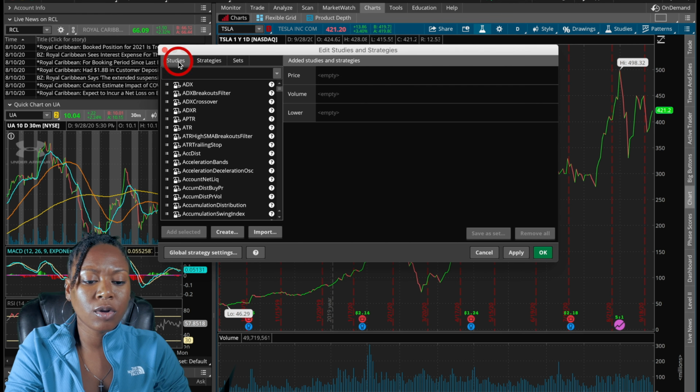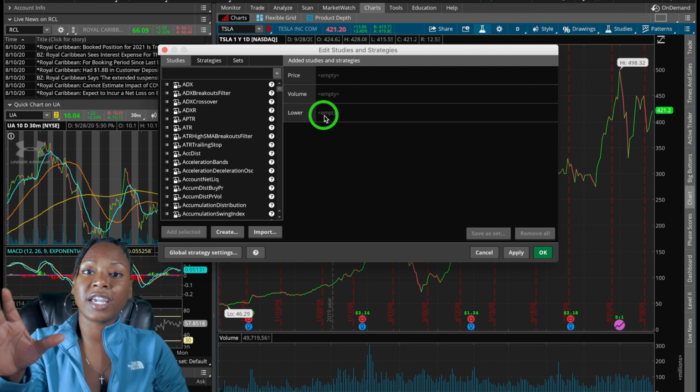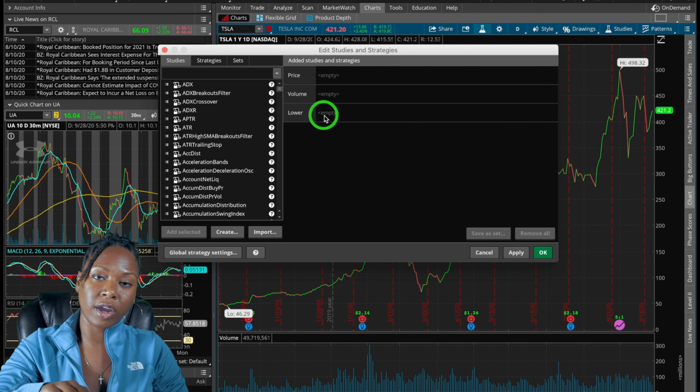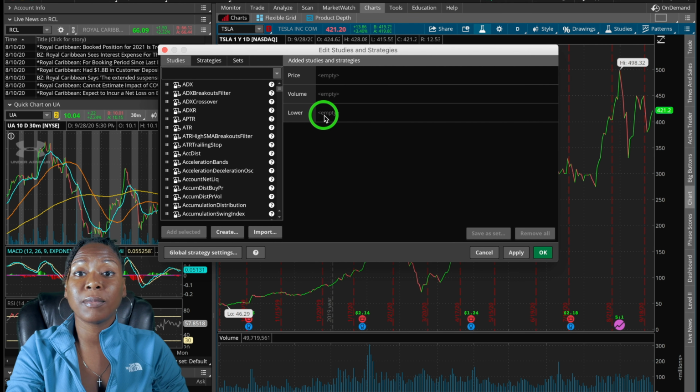So you want to make sure you're in the studies column, and then you see these three slots right here: price, volume, and lower. That's just a section of the chart. You have things that are in the price area, things in the volume area, and then things that are underneath them. I know this is a lot right now, but it's going to make sense in a little bit. Just hold on.